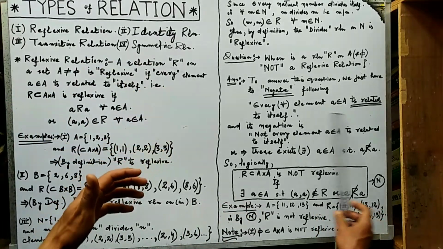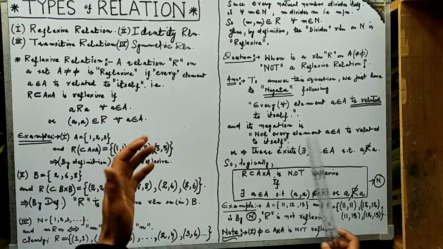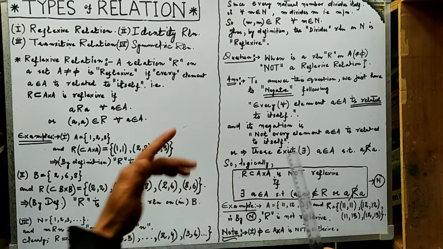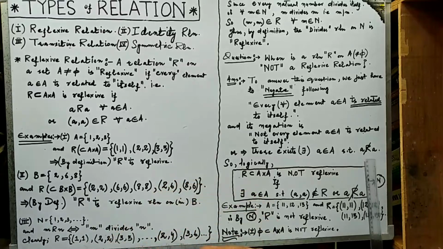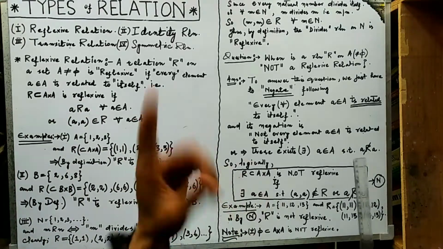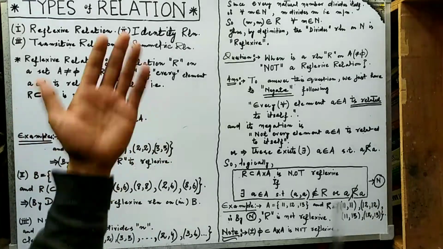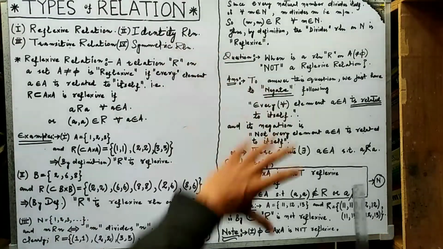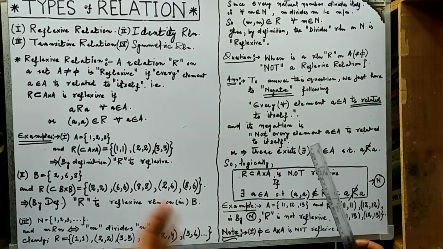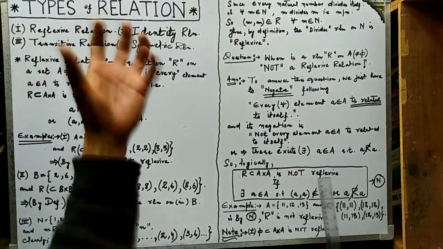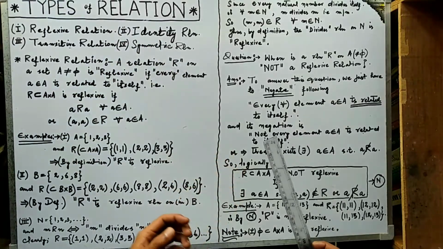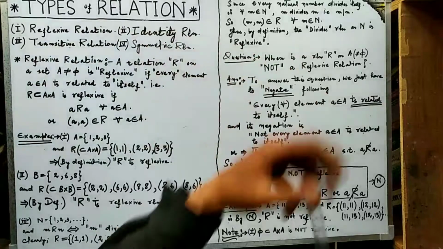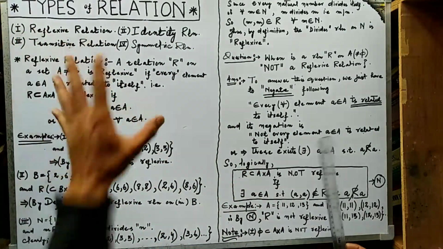So after negating this sentence, I get its negation: not every element of A is related to itself. In other words, there is at least one element in A which is not related to itself. So logically, a subset R of A cross A is not reflexive if there is at least one element in the set A which is not related to itself. Only then we will say that that relation is not reflexive. Once again, in simple words, a relation on a non-empty set A is not reflexive if you can give me at least one element in that set A, such that a is not related to a through the relation R. If this happens, then we will say that that relation is not reflexive.